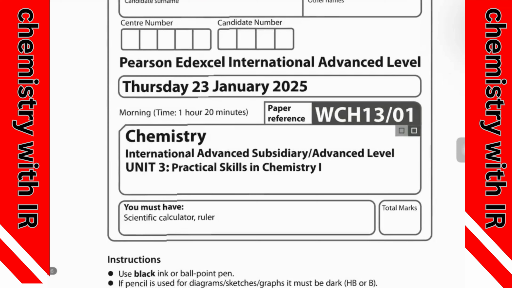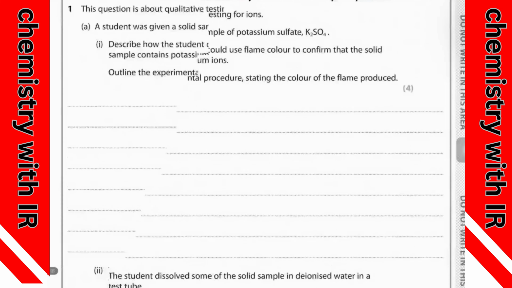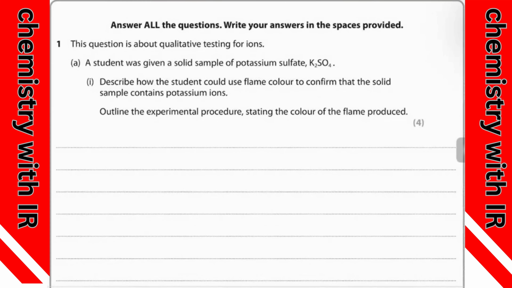So this is January 2025, Unit 3, paper Pearson Edexcel. Question number 1. This question is about qualitative testing for ions. A student was given a solid sample of potassium sulfate. Describe how the student could use flame color to confirm that the solid sample contains potassium ions.